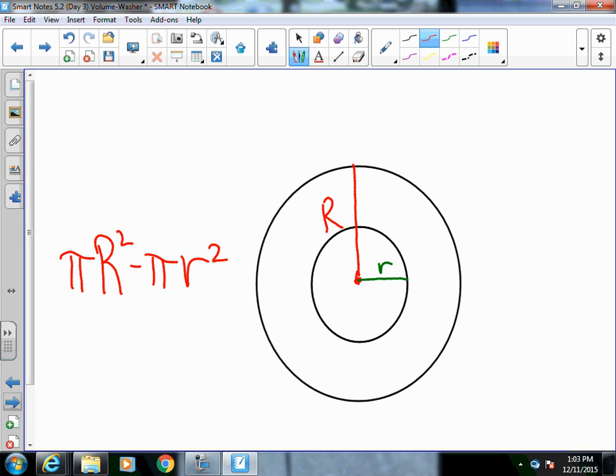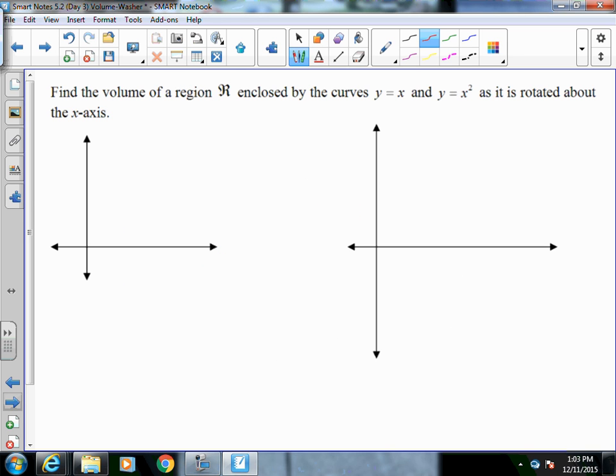So, let's try some. It says, find the volume of the region R enclosed by the curves y equals x and y equals x squared. Well, if you know much about y equals x and y equals x squared, you know that they intersect at 0,0 and at 1,1. Sometimes you will have to calculate those intersections. Sometimes you know enough about the functions to know where they intersect.